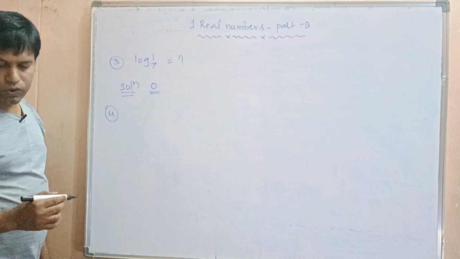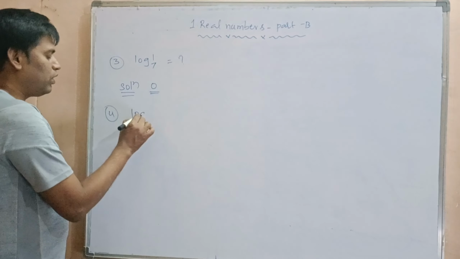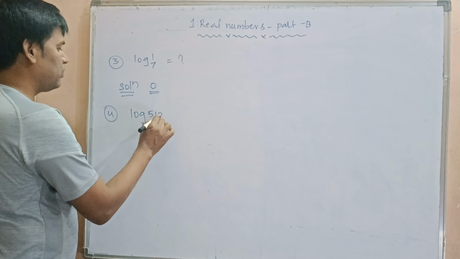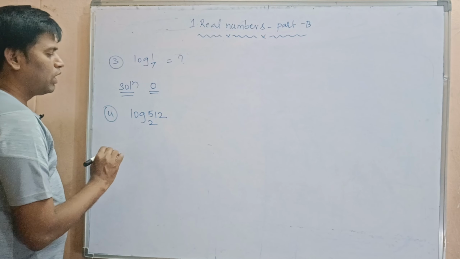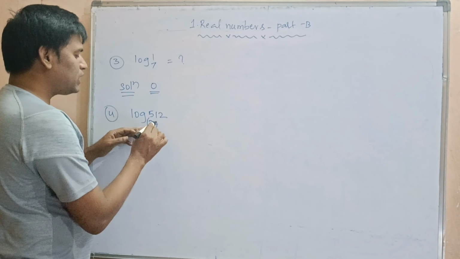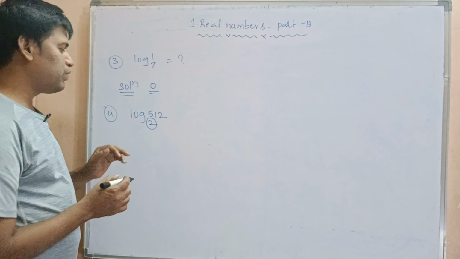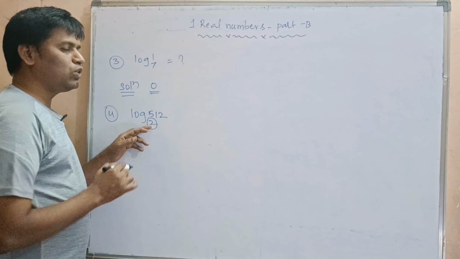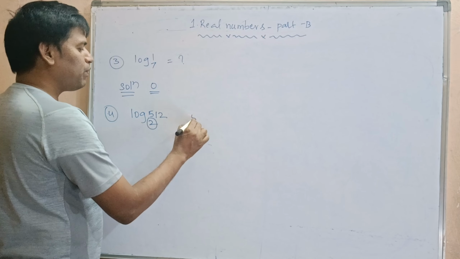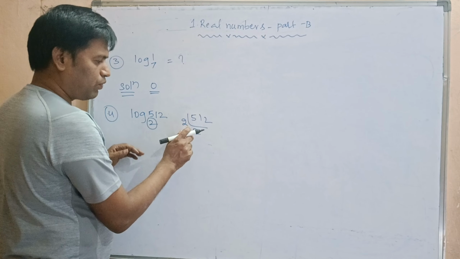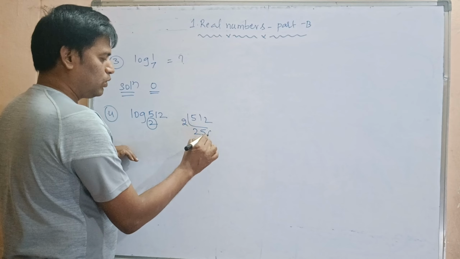Now your problem number four. Find the value of log 512 base 2. Okay. Now you can observe here, your base is the smallest one compared to 512. That's why this 512 you can take in the form of base 2.